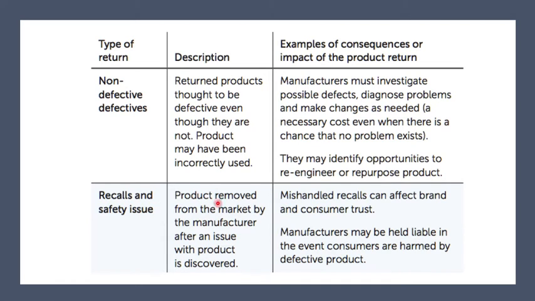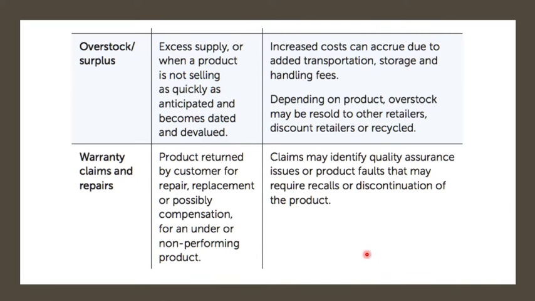A safe product is removed from the market by the manufacturer after an issue with the product is discovered. Mishandled recalls can affect brand and customer trust. Manufacturers can be held liable in the event consumers are harmed by defective products. So that's why they do recall and safety issue.